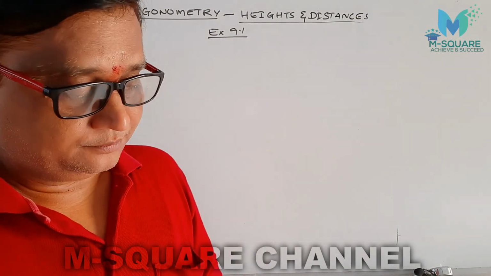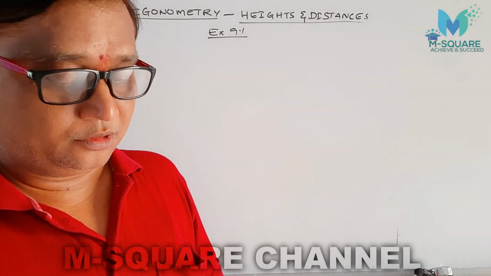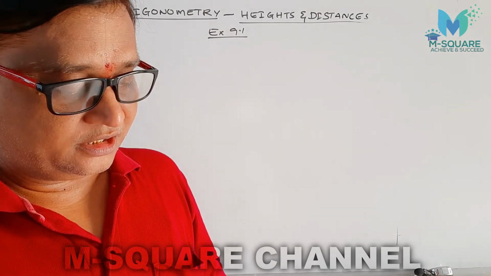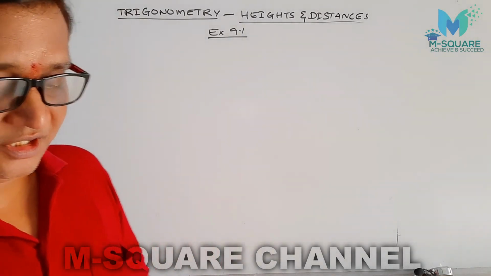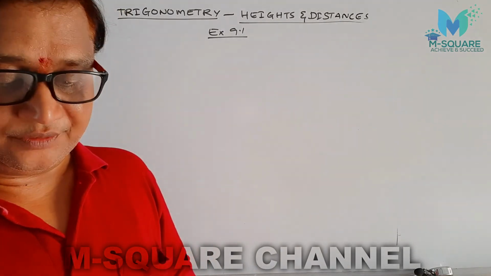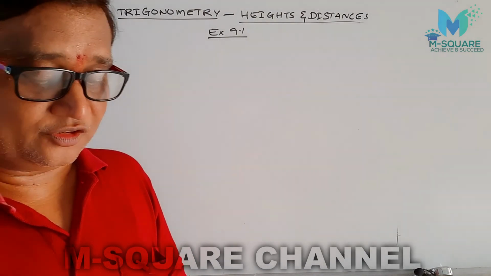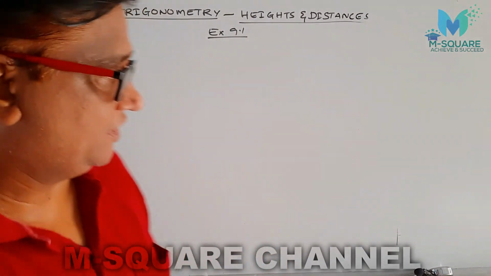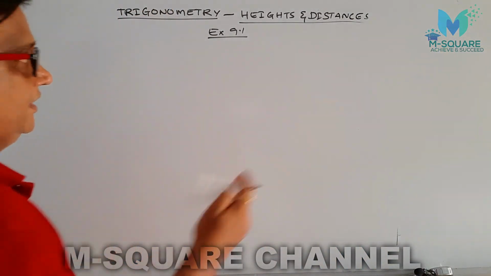In 5th question, a kite is flying at a height of 60 meters above the ground. The string attached to the kite is temporarily tied to a point on the ground. The inclination of the string with the ground is 60 degrees. Find the length of the string, assuming that there is no slack in the string. Slack means the string is bending like this while the kite is up in the air.